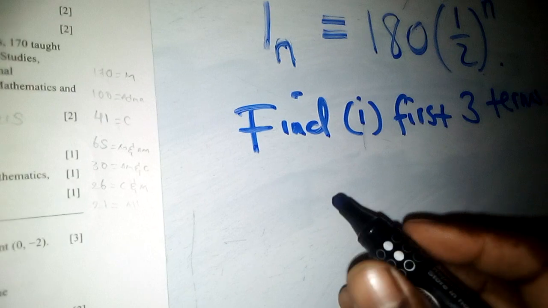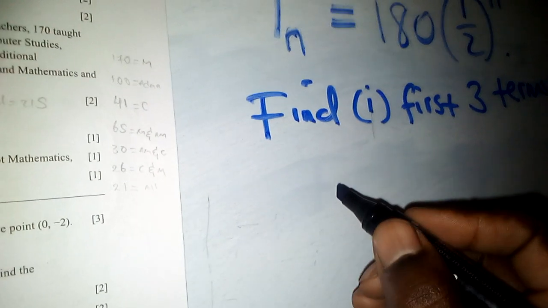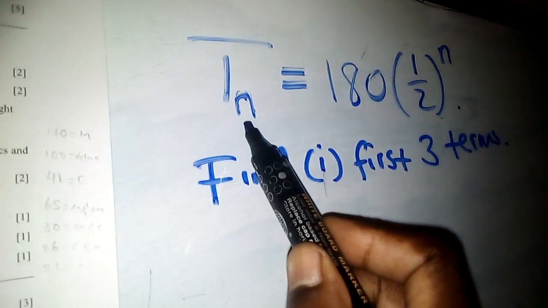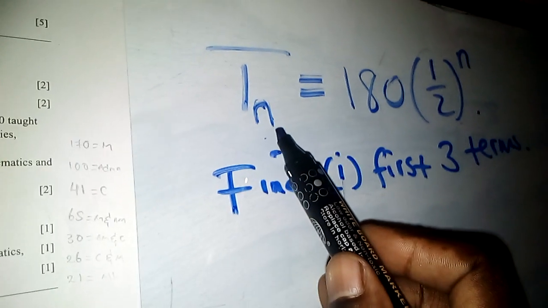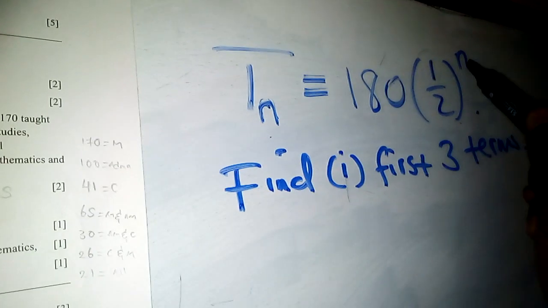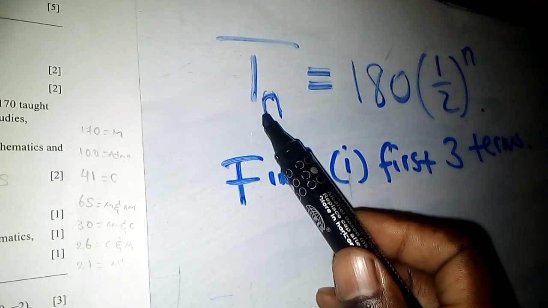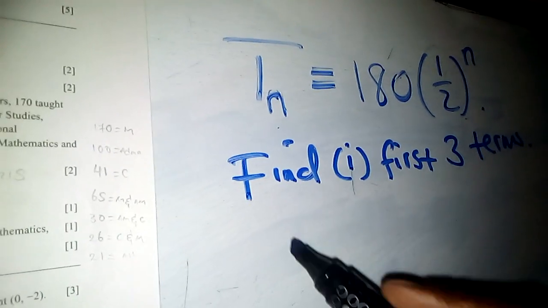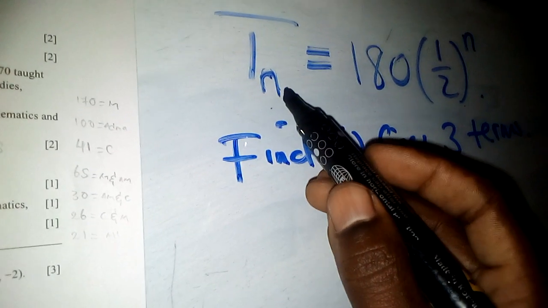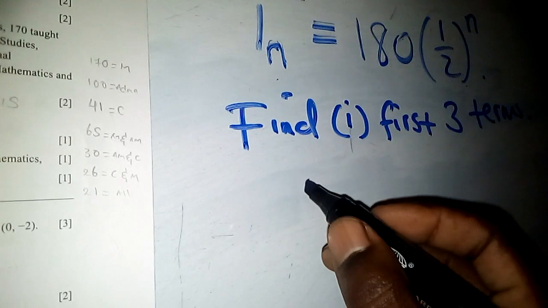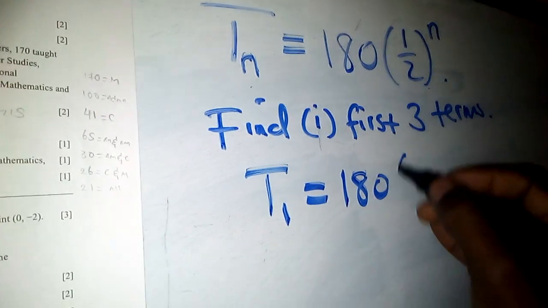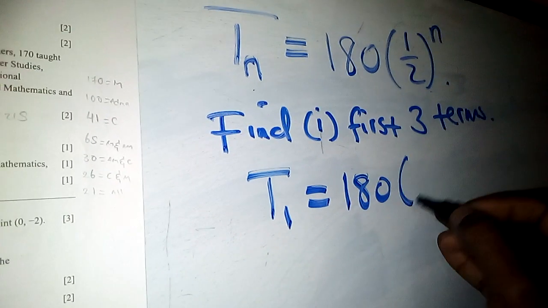First we're going to find the first term. In a formula, we know where there is n, it stands for the nth term, meaning the position of a term. Now let's see how we find the first term. Where there is n, we put 1. So we have T1 equals 180 times 1/2 raised to the first power.